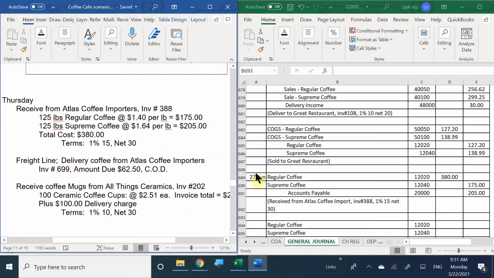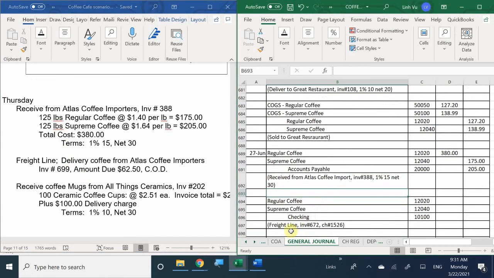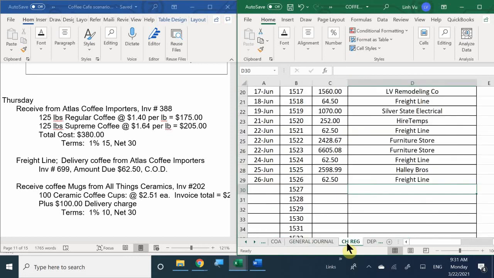Right, the freight. Okay, so we have the freight line. Right, invoice number. $699. Okay. And what check number am I going to write? We'll figure that out in a second. So, check. We're going to write for 1527.